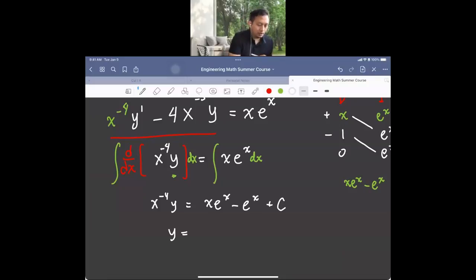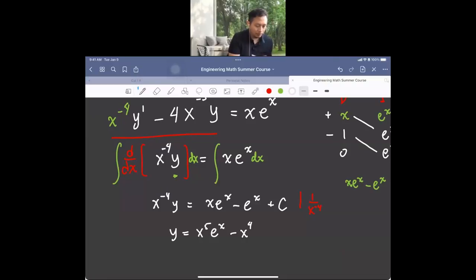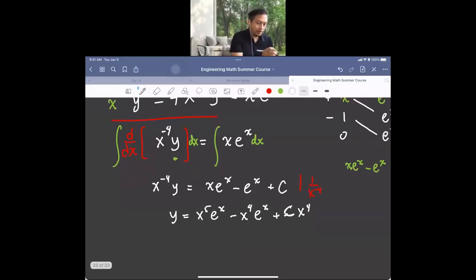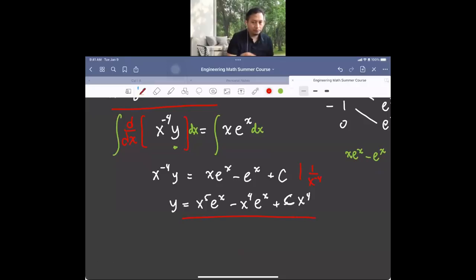So y is multiplied by 1 over x minus 4. This will become x minus 5 e^x, and then this will be negative, negative 4, or 4, right? Because it's negative 4 going up, it becomes positive, and this is c x to the power of 4. Okay, it seems that this is our solution. Okay.